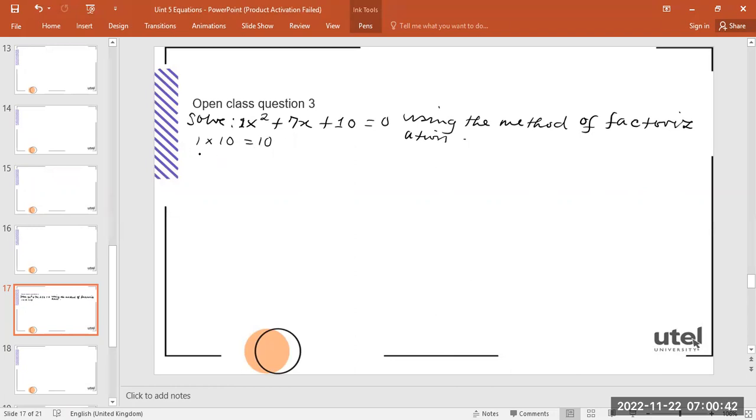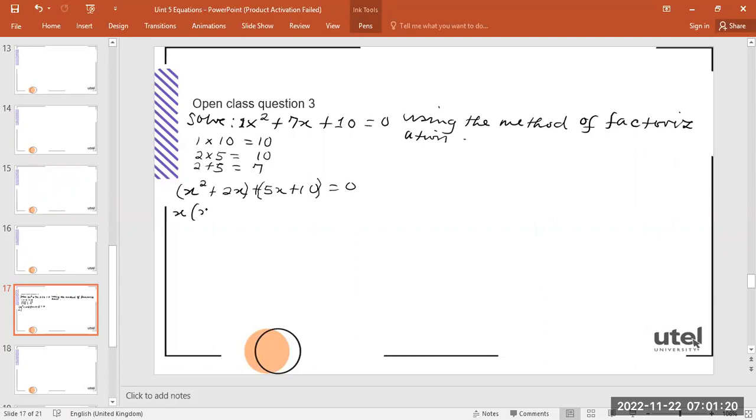So it means we are going to have 2 and 5. 2 multiplied by 5 gives you 10, and 2 plus 5 gives you 7. So we are going to make use of 2 and 5 as our factors. So our equation becomes x squared plus 2x plus 5x plus 10 equals 0. So of course, let's factor, take out the common factor. Here x is common.